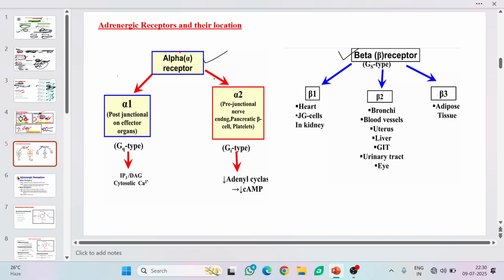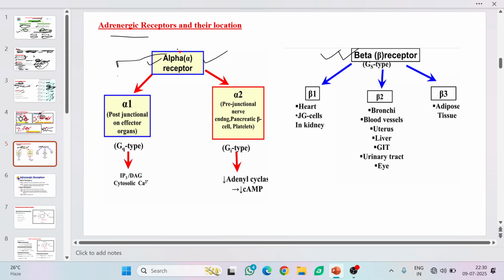So, mainly there are different types of receptors. These alpha and beta adrenergic receptors are of the G protein coupled type. There are mainly four major types of receptors: ligand gated ion channel receptor, G protein coupled receptor, nuclear receptor, and enzymatic receptor. So among these four, alpha and beta are of the G protein coupled type.